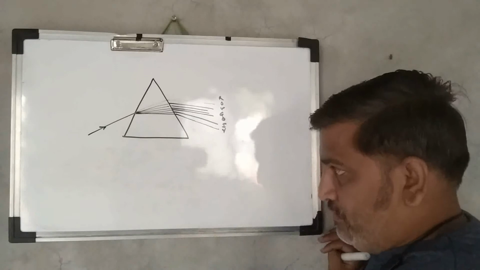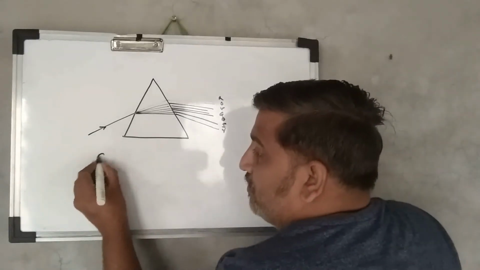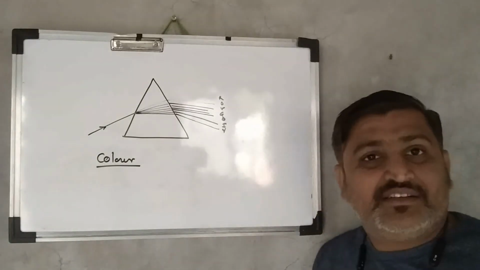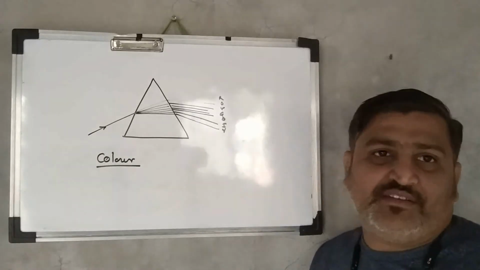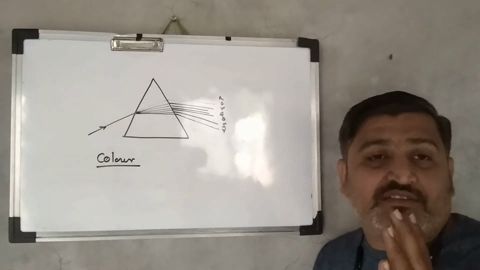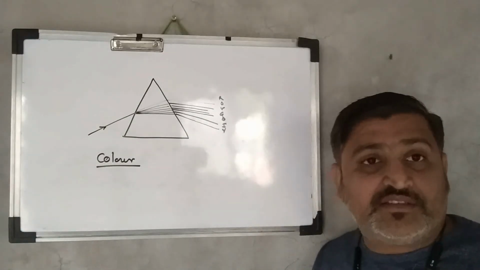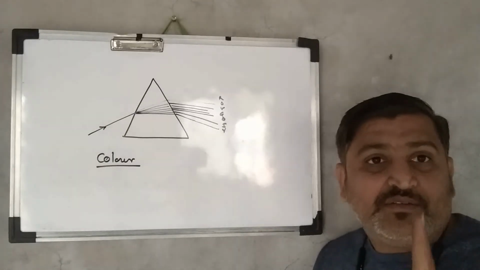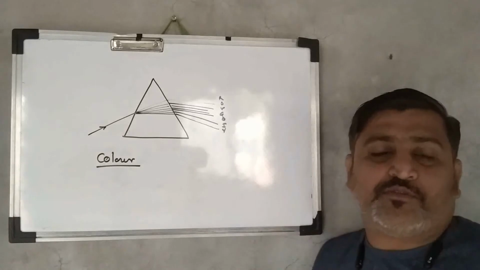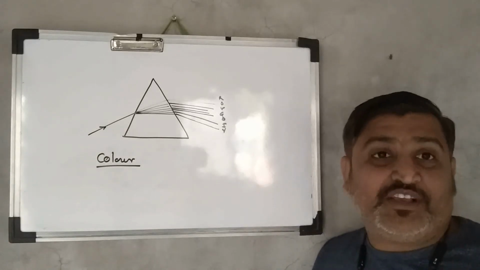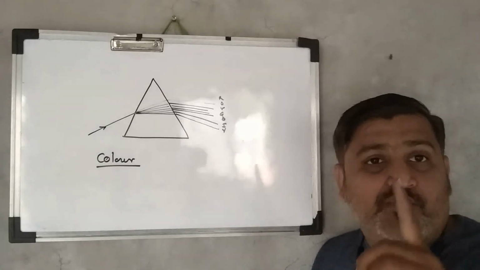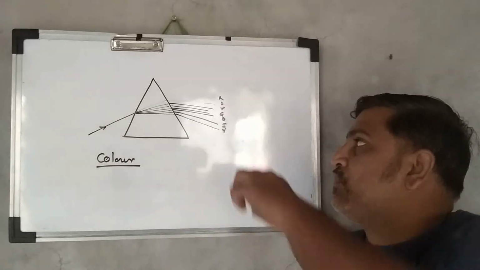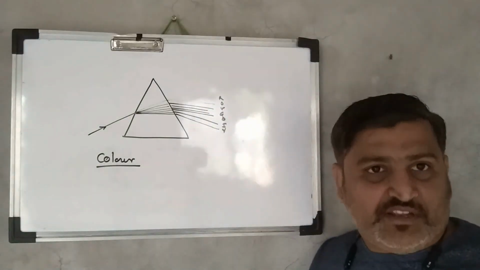So he concluded that the prominent colors are mixed into a beam of light. The colors got by this refracted ray are not due to the prism, but this ray of light is composed of the seven different colors, right? So he concluded that a ray of light is a mixture of these seven different colors.